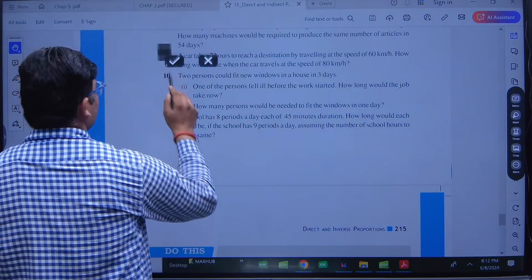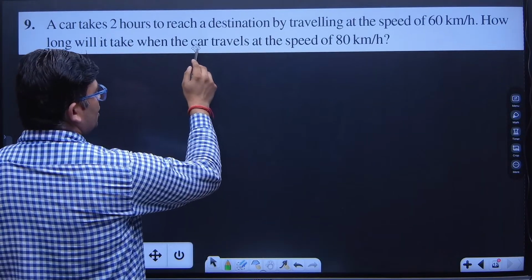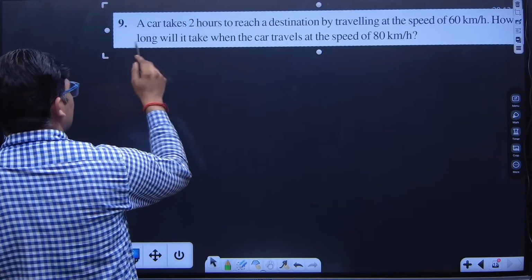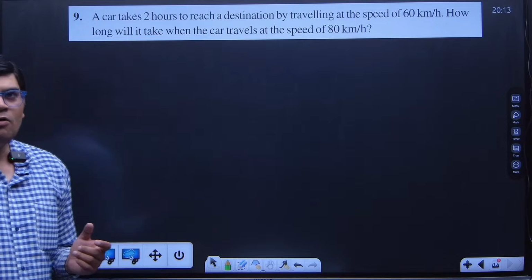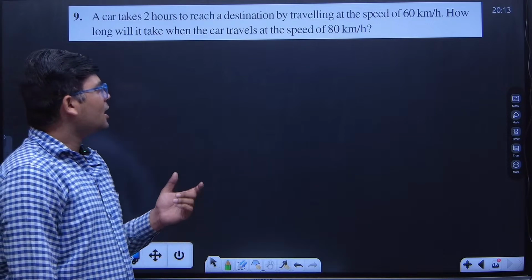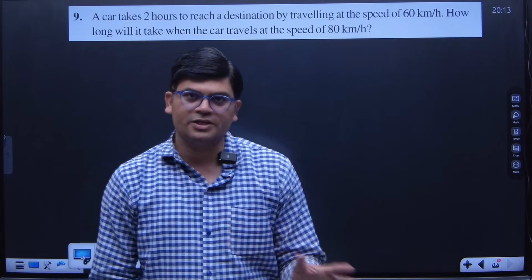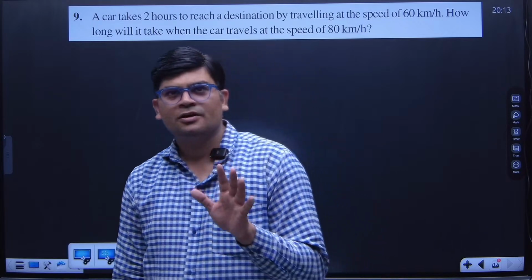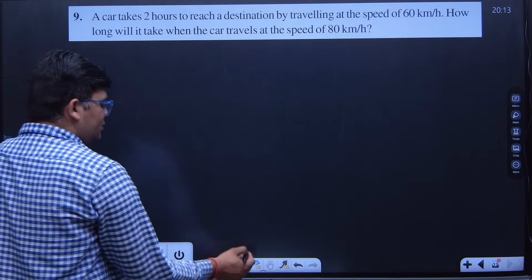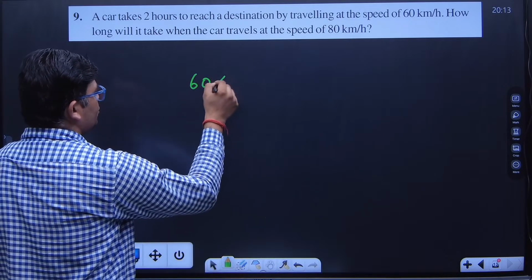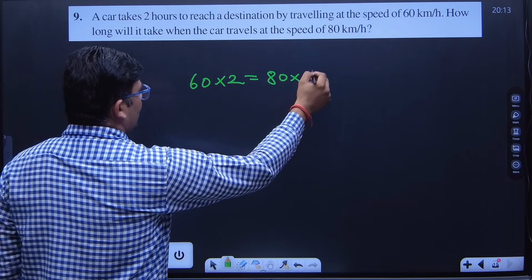The question says that a car takes 2 hours to reach the destination by traveling at the speed of 60 km per hour. How long will it take if the car travels at the speed of 80 km per hour? That means the destination is fixed. So 2 hours means what was the distance? The distance was 60 into 2, which must be equal to 80 into x.